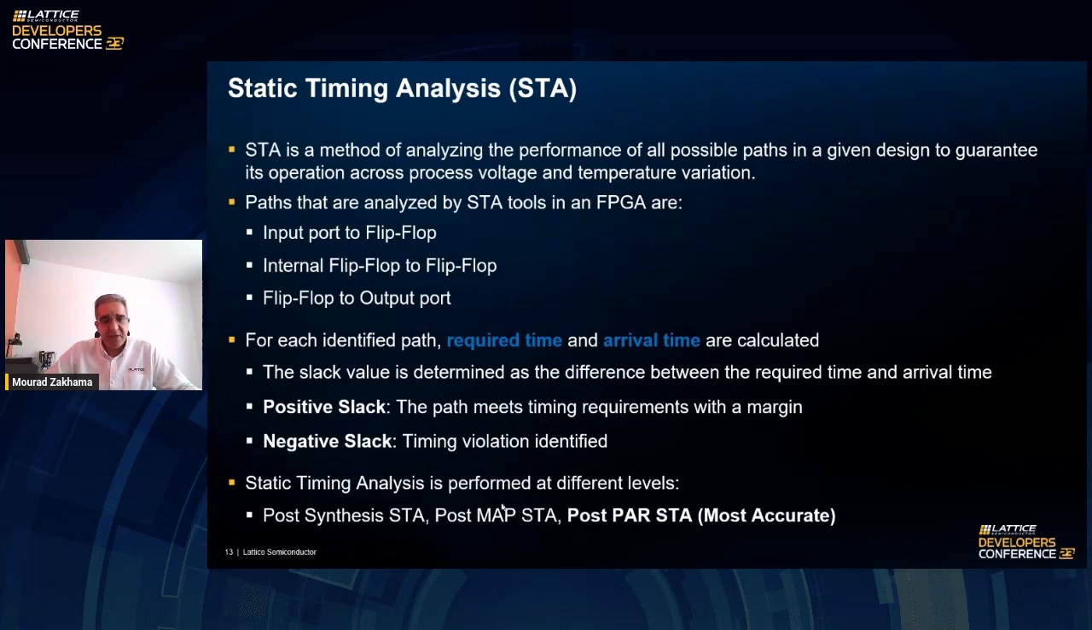The information that is available in all these three reports provided by the STA tool is the same, but the accuracy is different. The post place and route STA report is the most accurate. We may sometimes look at these early timing reports just to identify any issue early enough before going through place and route, which may take longer. So just keep in mind that the most accurate timing report is the post place and route timing report.